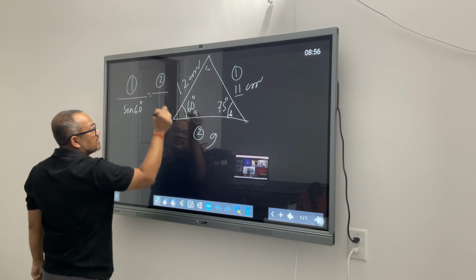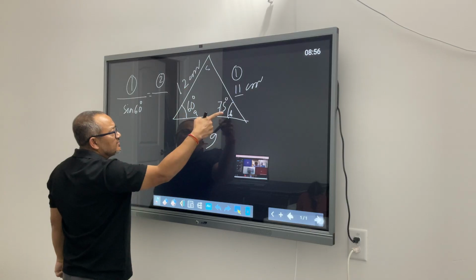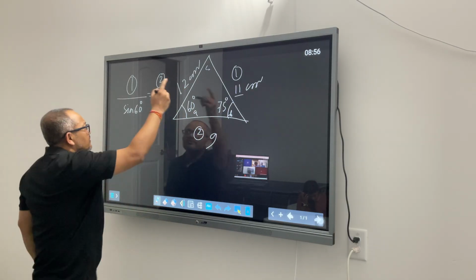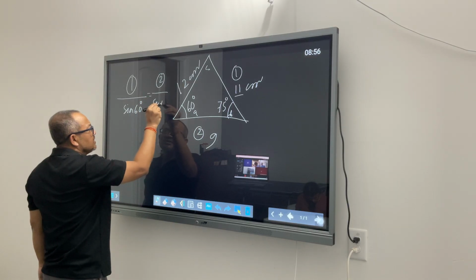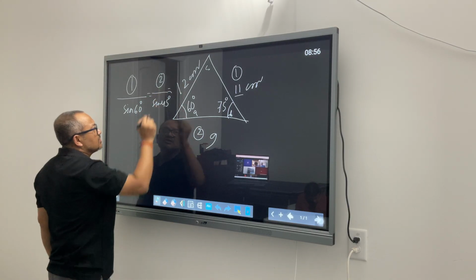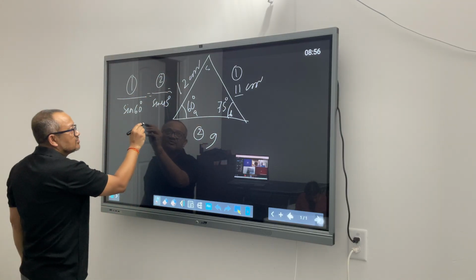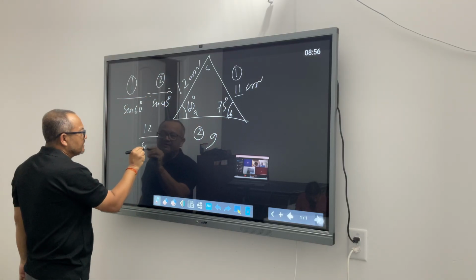Number 2 by, this is 60, 75, 1, how much? 135, so this is 45 degree. Sine of 45 degree is equal to this one divided by sine 75 degree. So 12 divided by sine 75 degree.